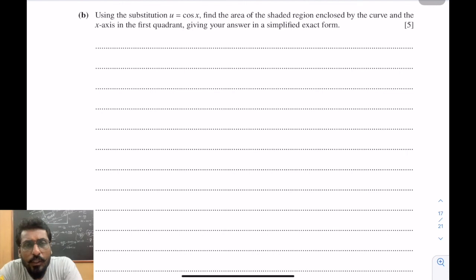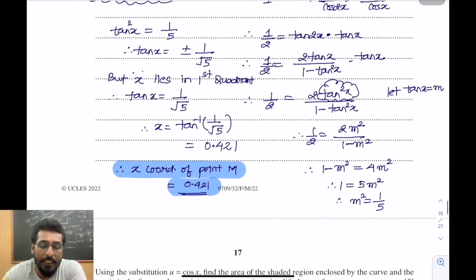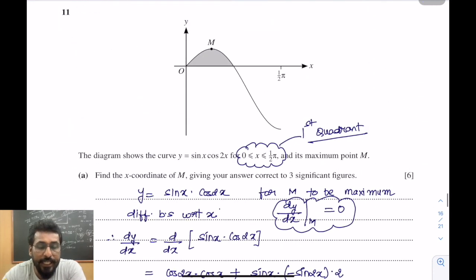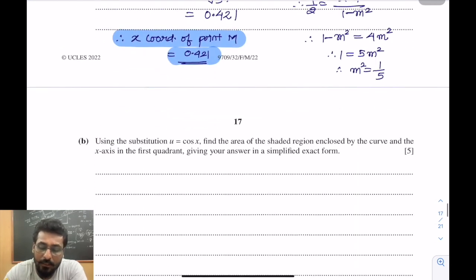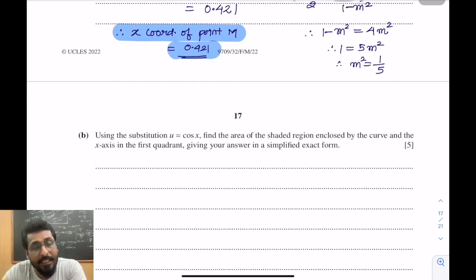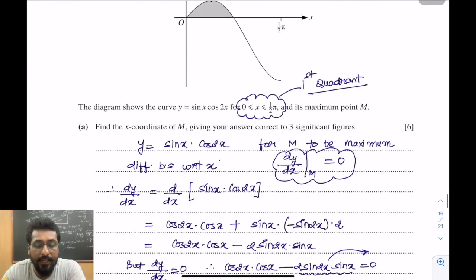Now the last question says what? Using the substitution u equal to cos x, find the area of the shaded region that has been enclosed by the curve and the x-axis, in the first quadrant. Giving your answer in simplified exact form. So you want to take care of that, okay?